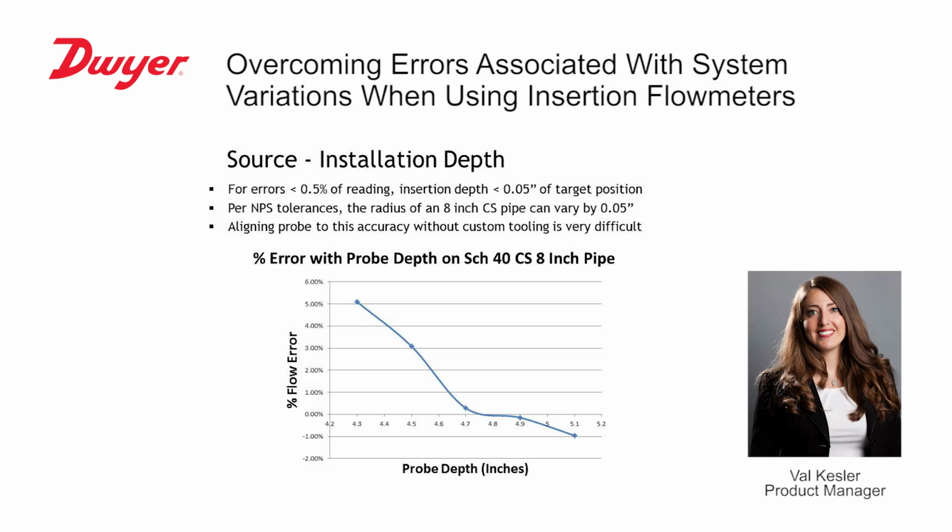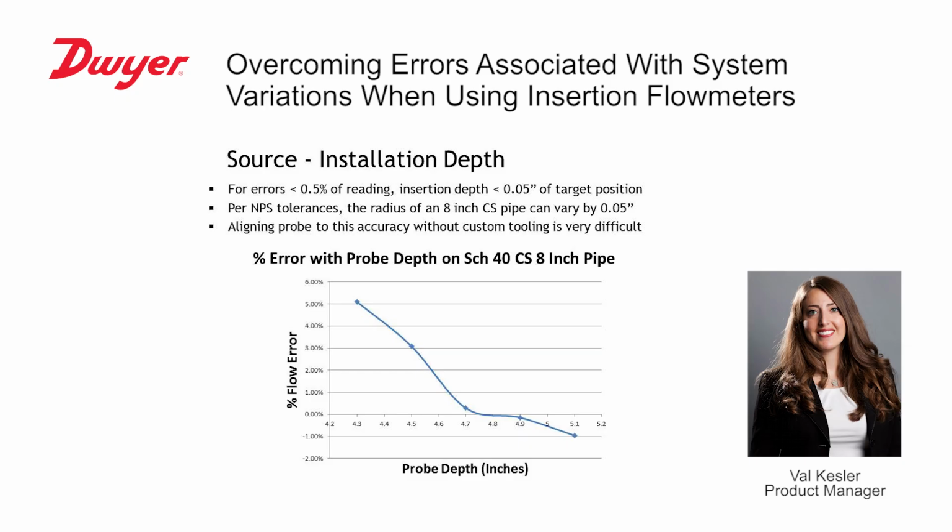So if you remember when we discussed the NPS tolerances, or the National Pipe Standard tolerances in the pipes, an 8-inch carbon steel pipe can vary by more than that 0.05 of an inch tolerance level. So it's extremely important that you understand what the actual insertion depth is, but in order to do that, you also need to understand what the true inner diameter of your pipe is.